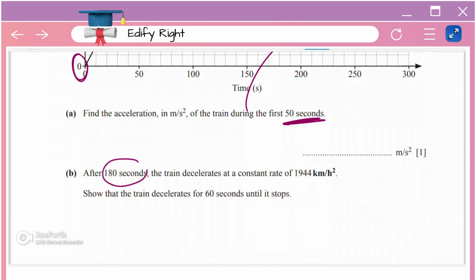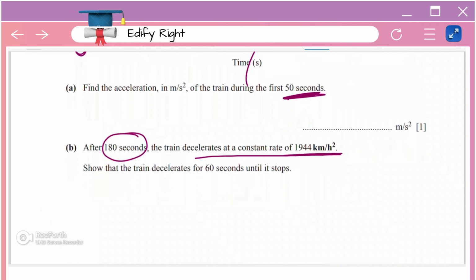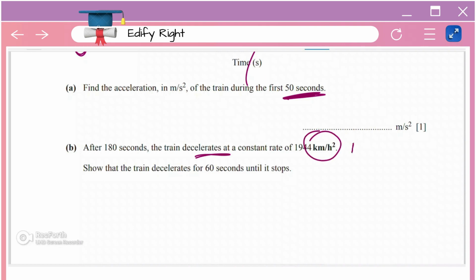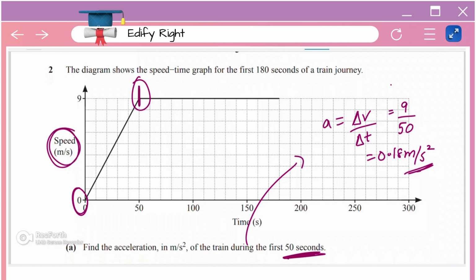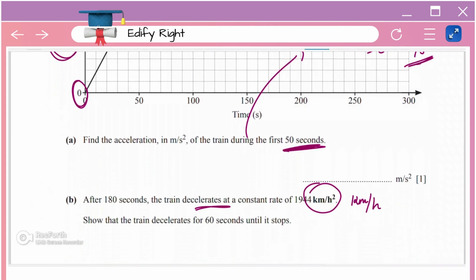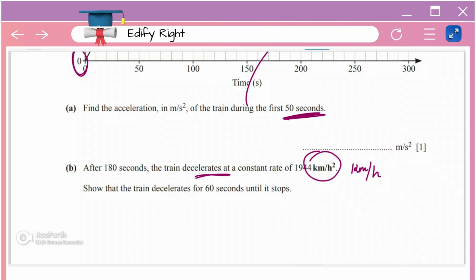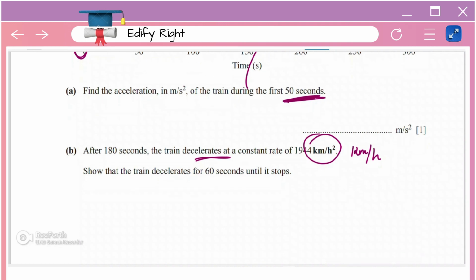Next we have, after 180 seconds, the train decelerates at a constant rate of 1944 kilometers per hour square. Show that the train decelerates for 60 seconds until it stops. So here, the thing to notice is we have deceleration in kilometers per hour, whereas we have speed over here in meters per second. So you have to either convert meters per second to kilometers per hour or kilometers per hour to meters per second. So I'm just going to convert kilometers per hour to meters per second.